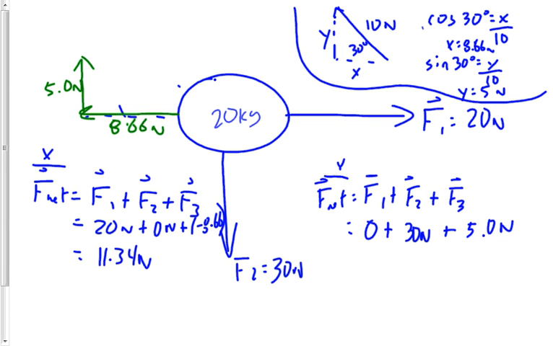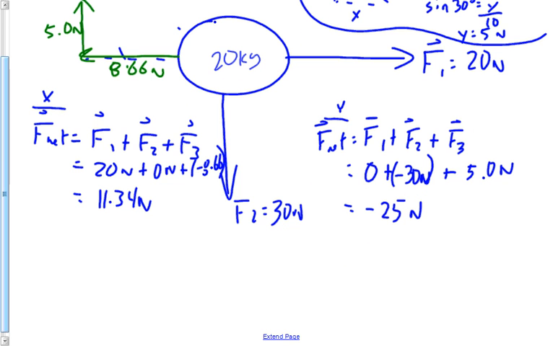Yeah, it should be negative 30 because it's acting downwards, right? Y component downwards. We add these up, by the way, guys, we get negative 25 newtons. Now what do we do? We get an F net, x component, and F net, y component. Now what do we do?